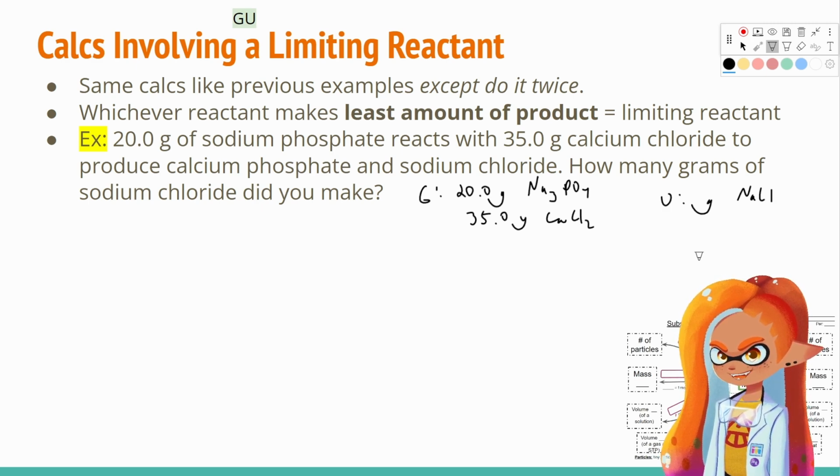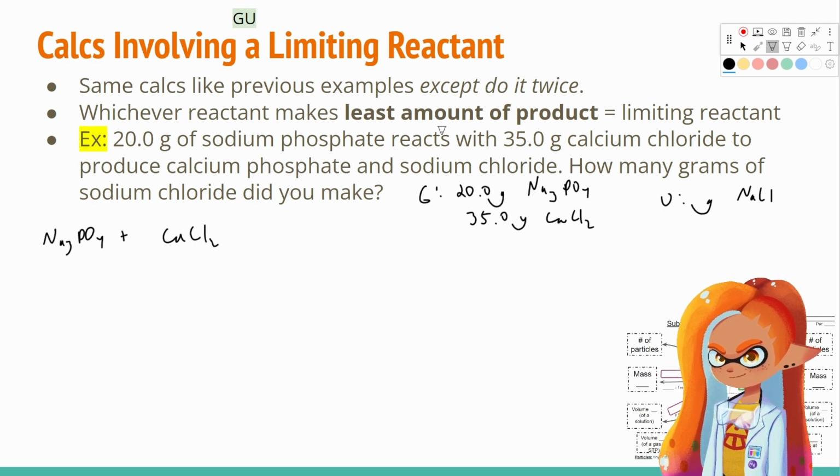Cool. So as I said in the second bullet point, whichever makes the least amount of product is the limiting reactant. And so you have to do this math twice. Now, the first thing you want to do is write down the balanced equation. So we have the Na3PO4, and then we have the CaCl2. Those are the two reactants because it says reacts with.